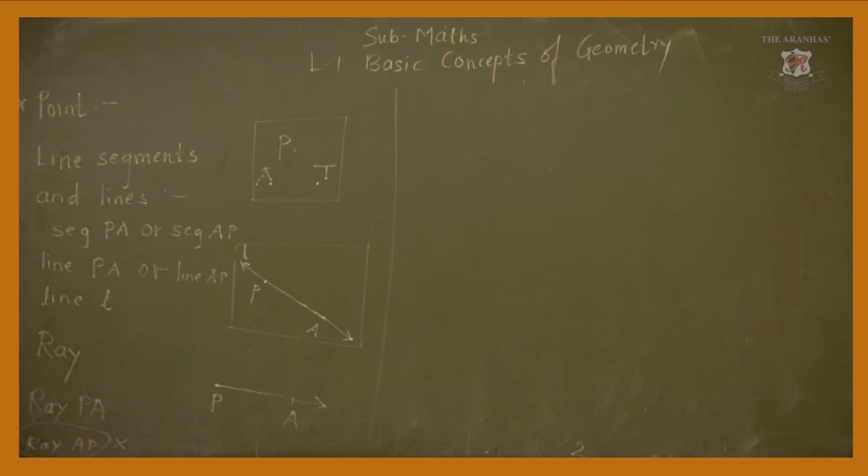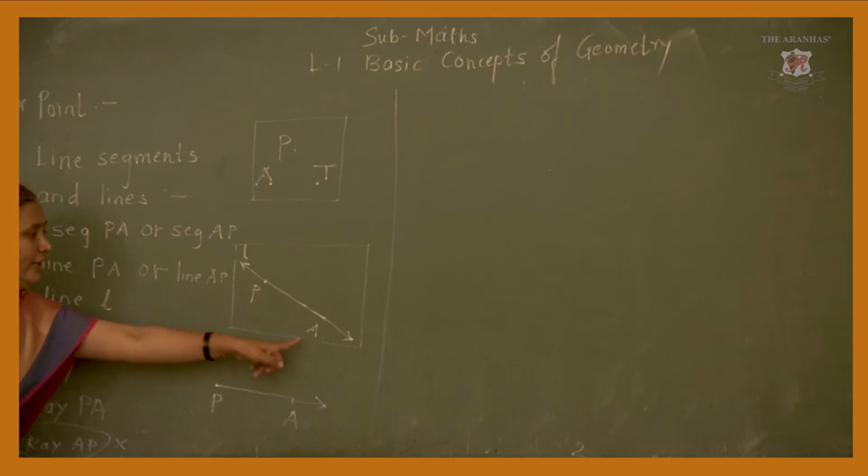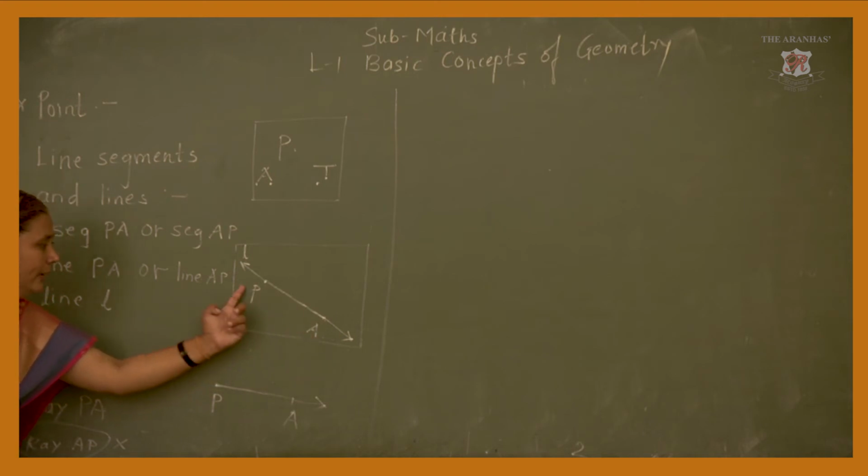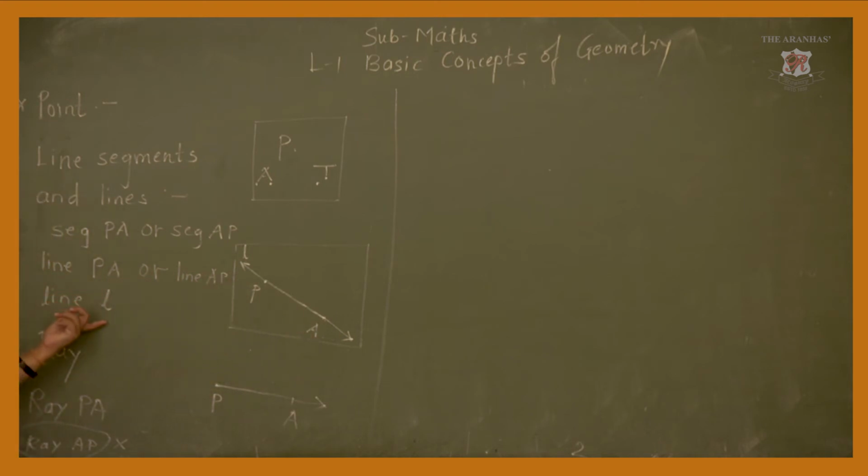In the same way here also, line PA or line AP. We can read both ways, line PA or line AP. And if you want to show the name of the line with a small letter, a small alphabet, then we can take line l to read and write for the line.